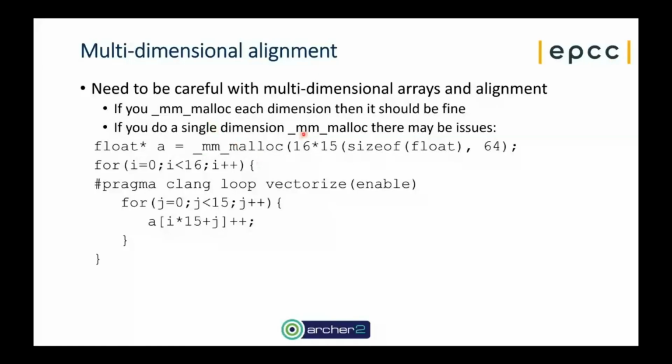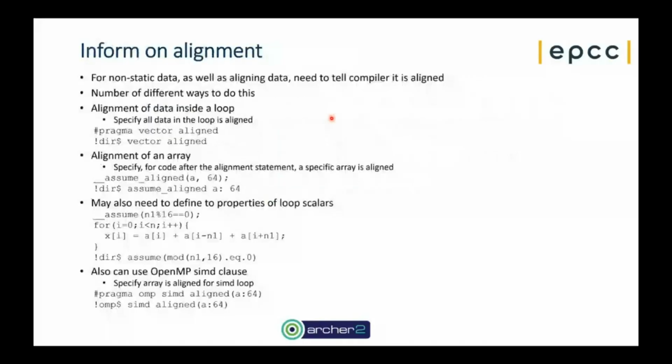You also have to be a bit careful about multi-dimensional arrays to make sure they're aligned. In this case, creating a 2-dimensional array, we're actually going to create it as one long array and align that. But if you did it like this, then you may not actually end up with aligned elements when you go down to the innermost loop, because that's maybe not lined up properly. So actually you would want to do an _mm_malloc of each dimension and do that separately. That's just something to be aware of.